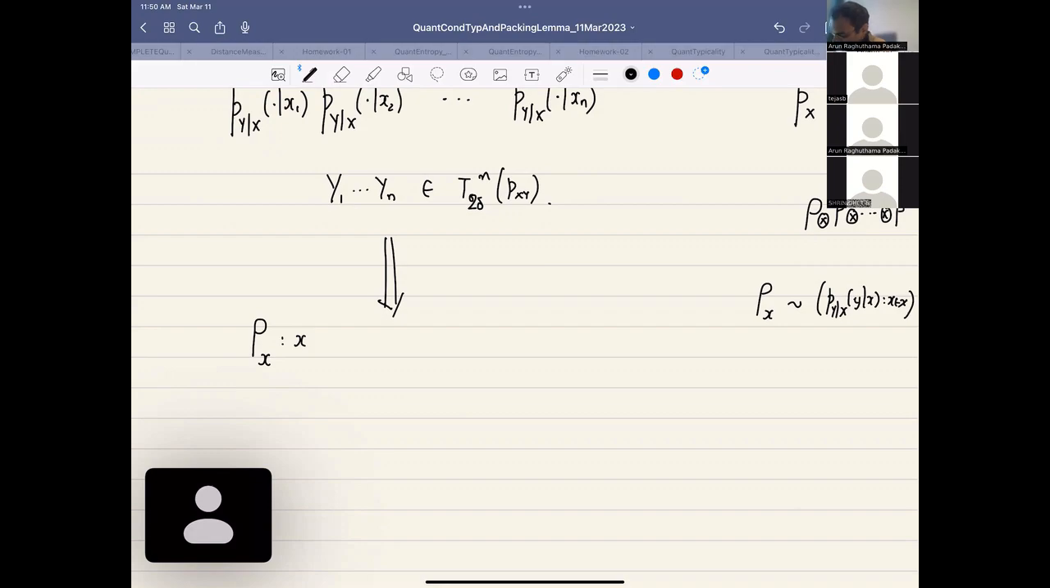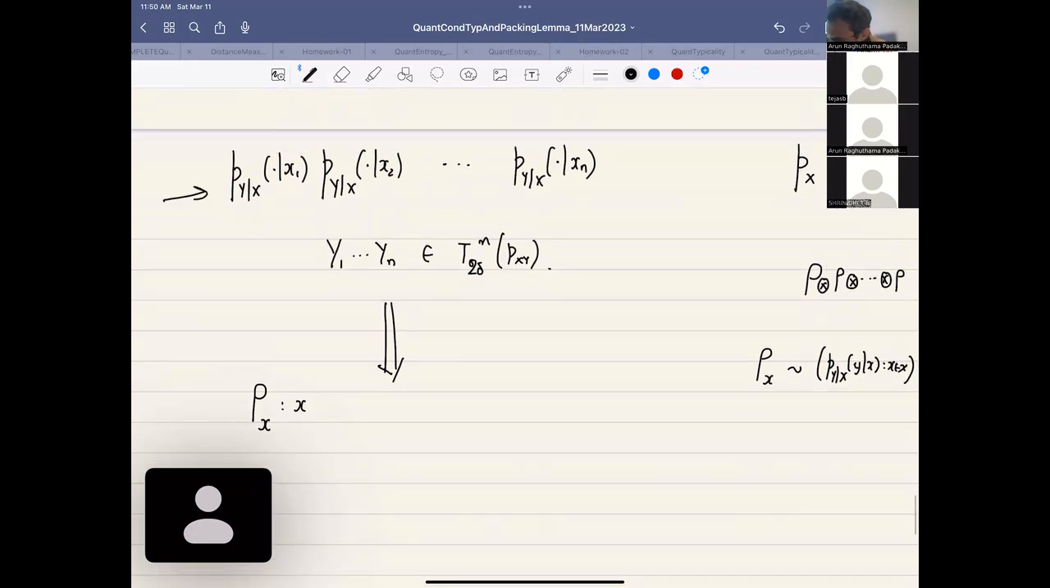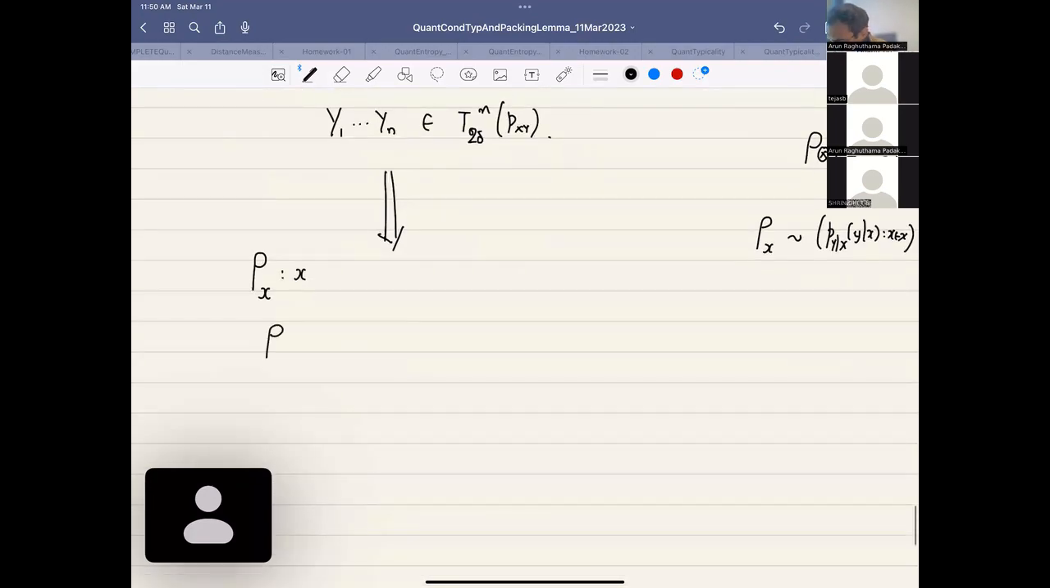Okay, it's kind of similar to this. So now I pull the y1 through yn according to x1 through xn. Now I'm going to consider rho x1 tensor rho x2 tensor rho x3 tensor all the way until rho xn. And I ask, is there a subspace in which this is localized?